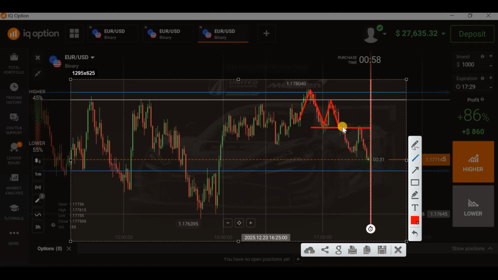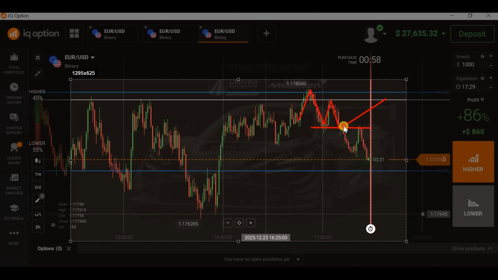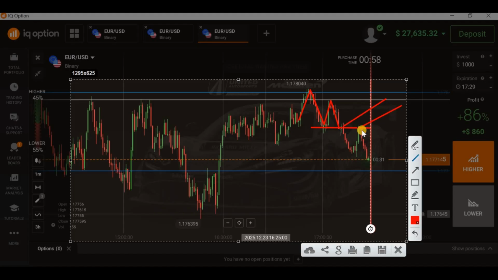The neckline brings about a pullback to itself, and then the trade in the downward direction continues. Now, this is the first pullback. It wasn't clear, but here is the second pullback where you can enter the trade.